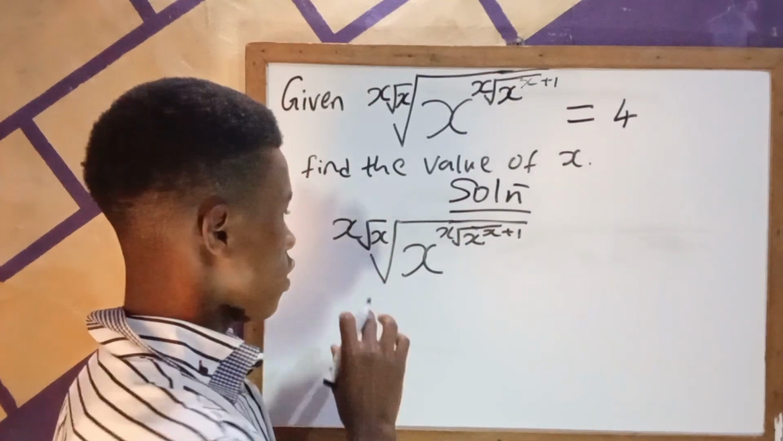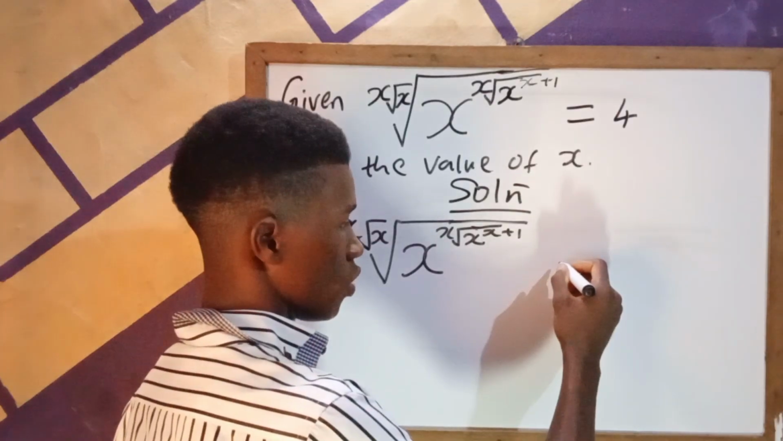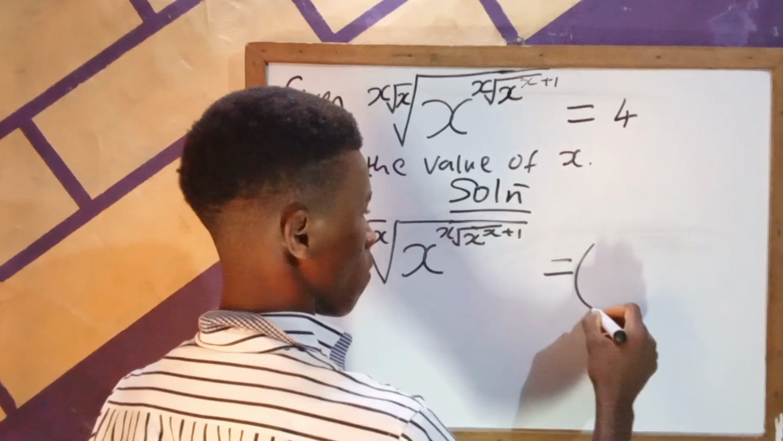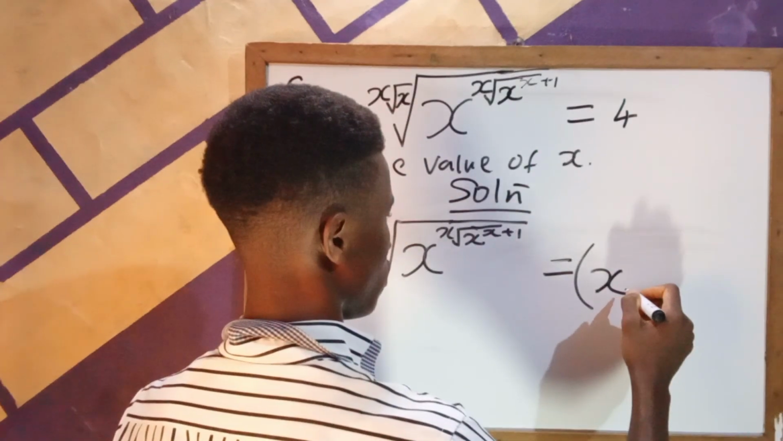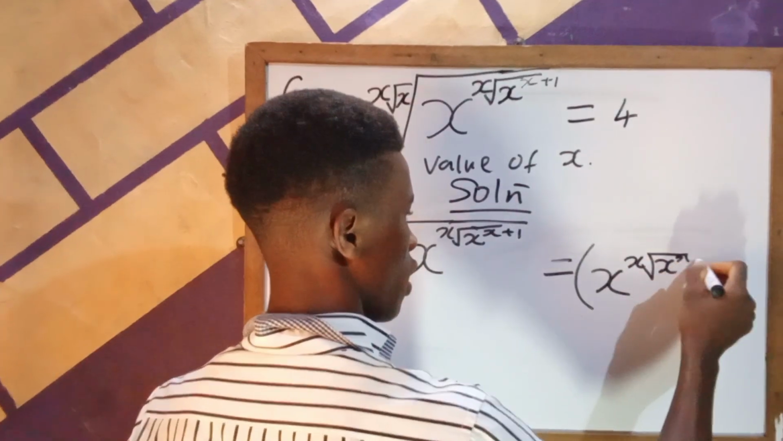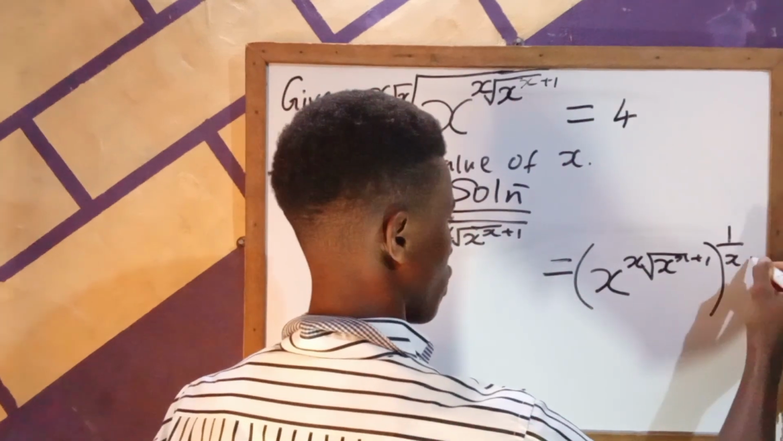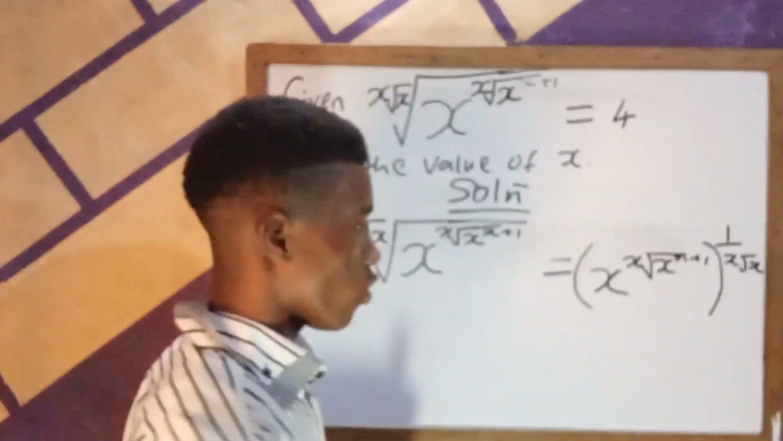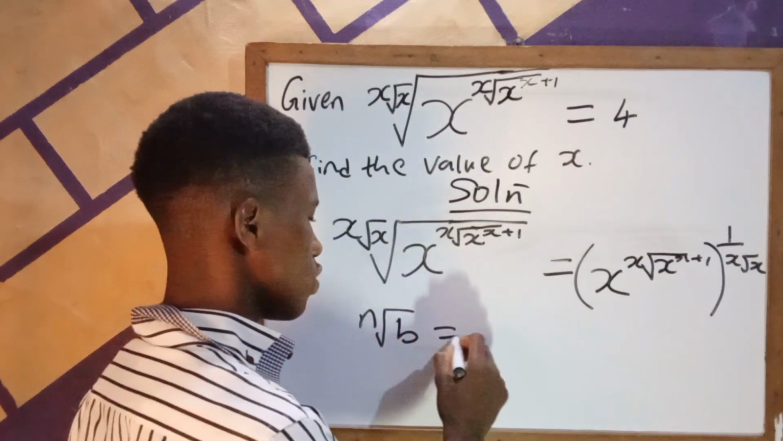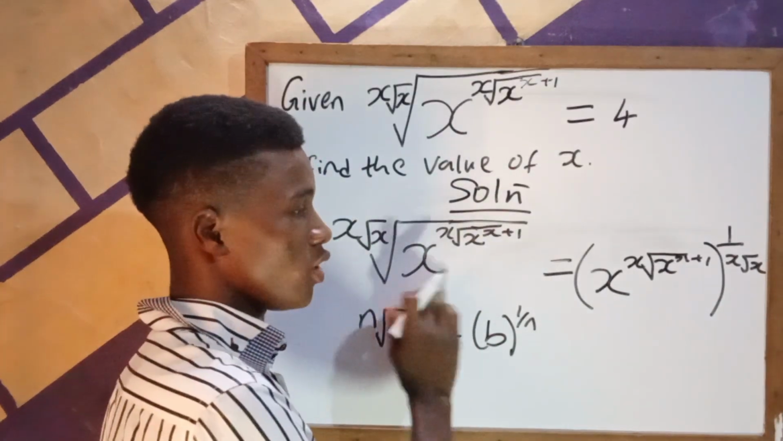We are going to write this expression using surd theorems, the rules of surd, and we'll write it this way. We say that this is equal to x to the power of x raised to power x plus 1, and this raised to power 1 over x root x, and this is equal to 4. Why? Because when you have the nth root of b, this is equal to b raised to power 1 over n. It is from this rule that we transform this to this.